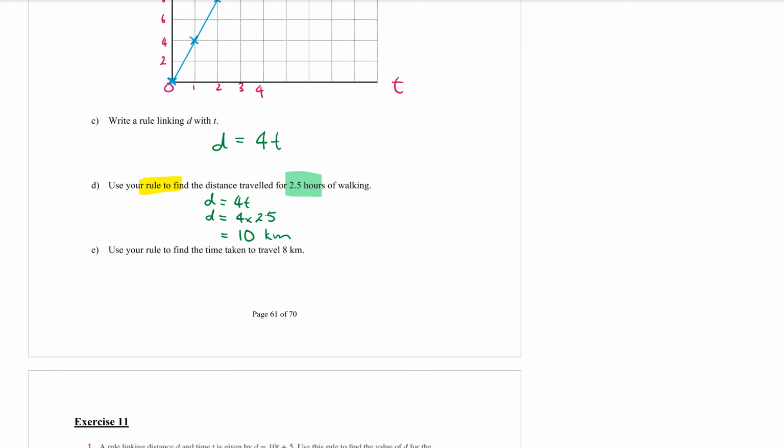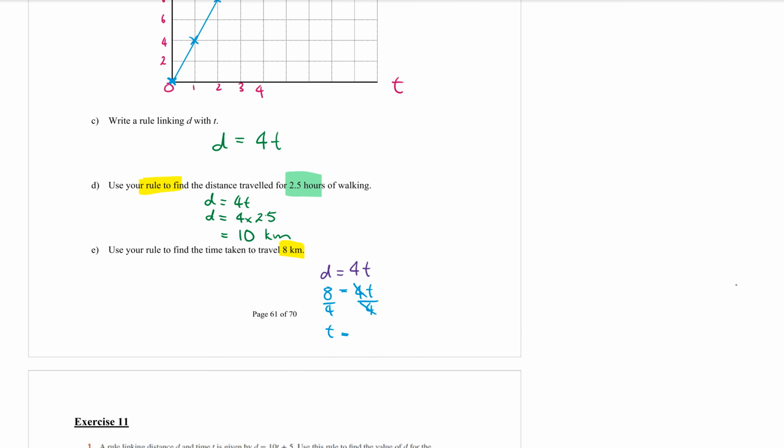And in part E, it says, use your rule to find the time taken to travel 8 kilometers. So again, we have to use the rule. Our rule is D equals 4T. This time we've been told that our distance is 8. So underneath the D, that's going to be 8 equals 4T. To find out what the time is, I'm going to have to divide by 4 to cancel that off. And T will be by itself.